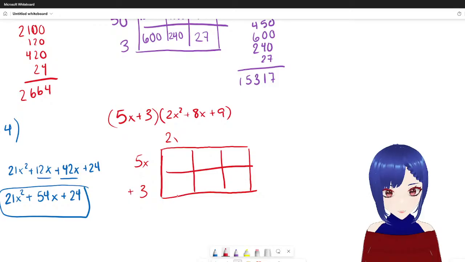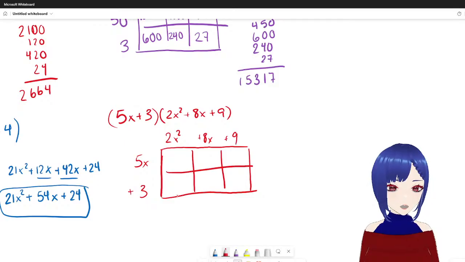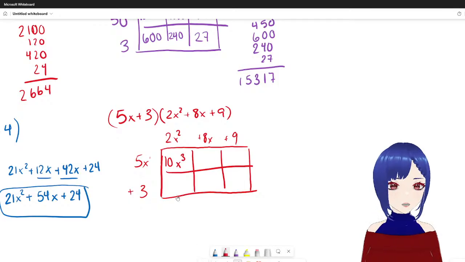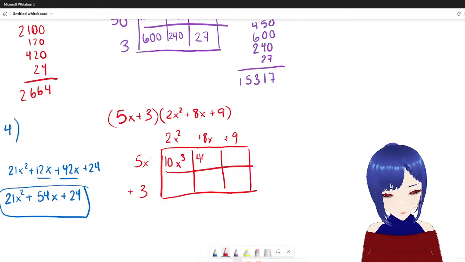And then in the top we have 2x squared plus 8x plus 9. So 5 times 2 is 10. And then x times x squared, remember it's x the first. And if you learn about variable multiplication, we add the exponents. So it would be x cubed. And we're going to multiply 5 times 8 correctly this time. 5 times 8 is 40.